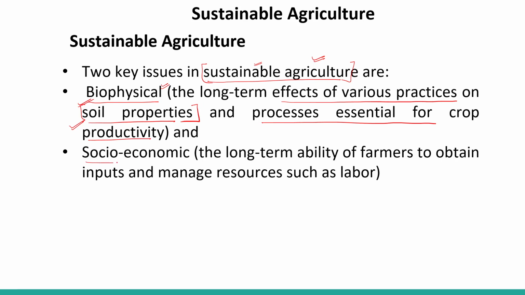Next is the socio-economic issue: the long-term ability of the farmers to obtain inputs and manage resources such as labor. So this is also very, very important for sustainable agriculture. Socio-economic means the labor requirement and how farmers are using it. So these are the two key important issues if we are going for sustainable agriculture.